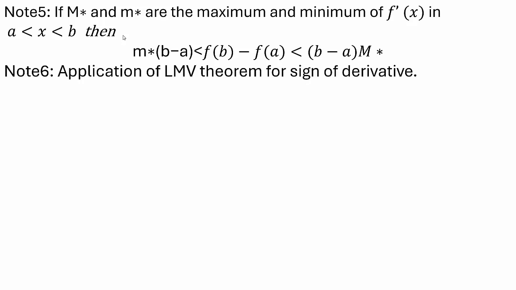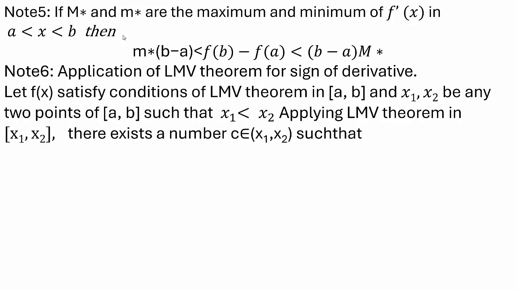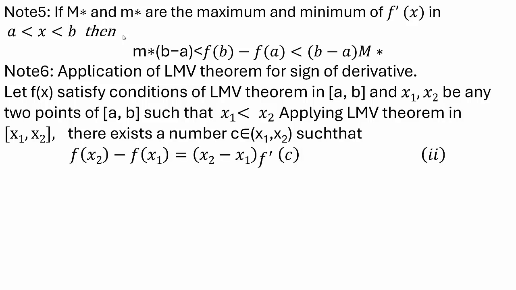Sixth note, application of the LMV theorem for the sign of the derivative. Let f(x) satisfy the conditions of Lagrange's mean value theorem in the closed interval AB and x1, x2 be any 2 points of AB such that x1 is less than x2. Then, applying Lagrange's mean value theorem in (x1, x2), there exists a number c in (x1, x2) such that f(x2) minus f(x1) is equal to (x2 minus x1) into f dash c.